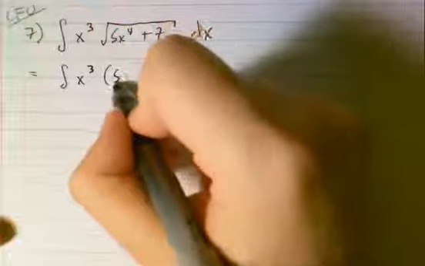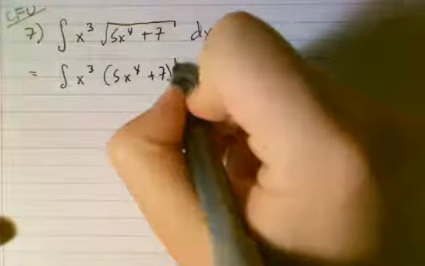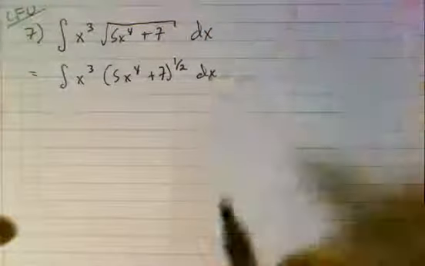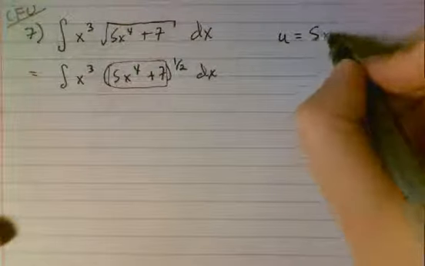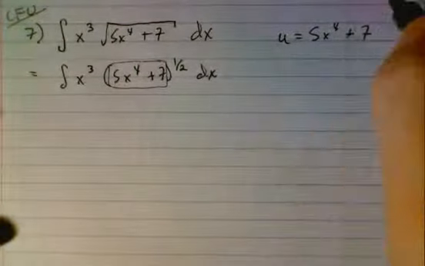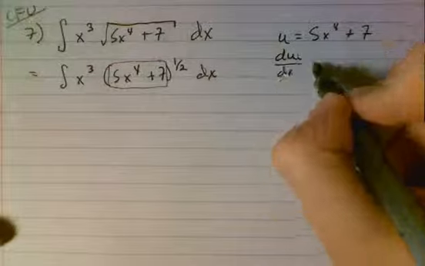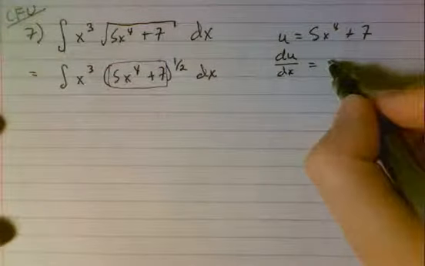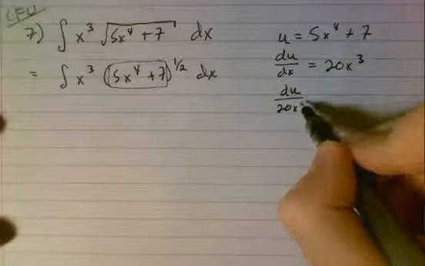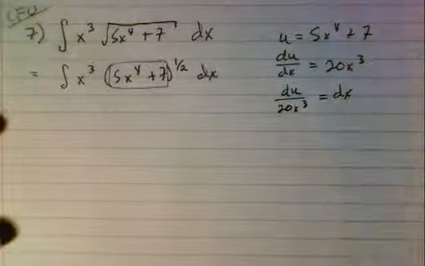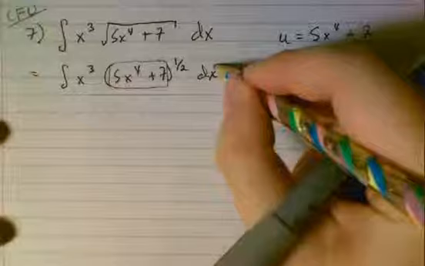Okay, before we do anything else, we're going to rewrite this. This is 5x to the 4th plus 7 to the 1/2 power with respect to x. We see that we've got a box function right here. There's also one here, but this already matches, so we don't need to worry about it. So let's let u equal 5x to the 4th plus 7. Derivative of u with respect to x, bring down the 4 times 5, that's 20x to the 3rd. So du over 20x to the 3rd equals dx, which goes right in there.